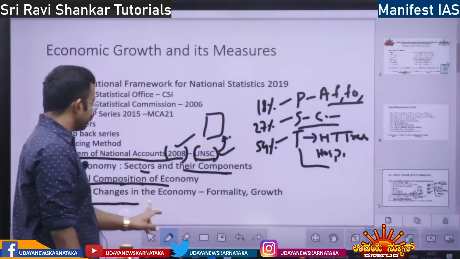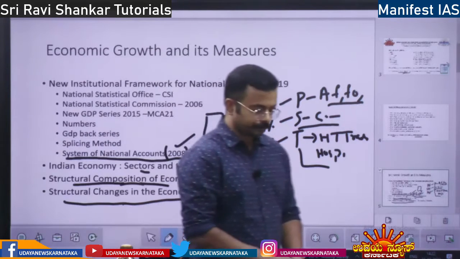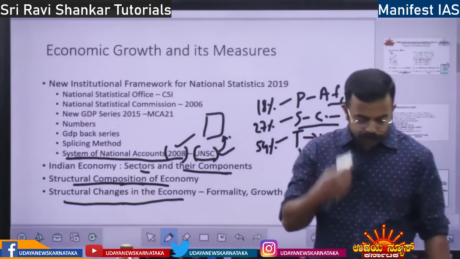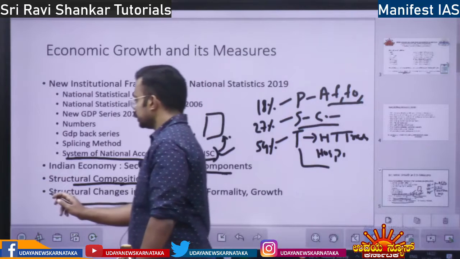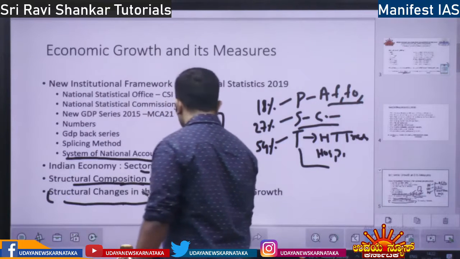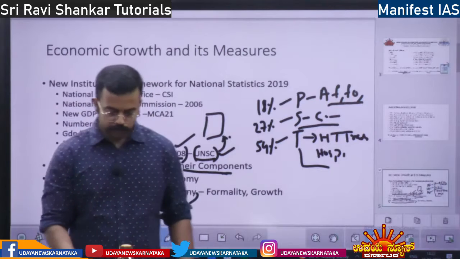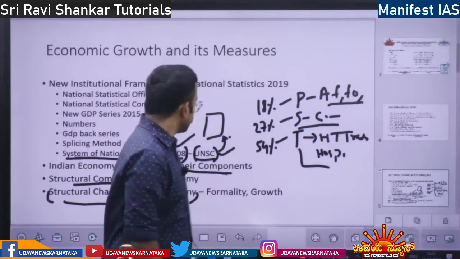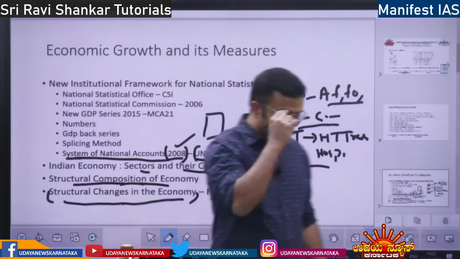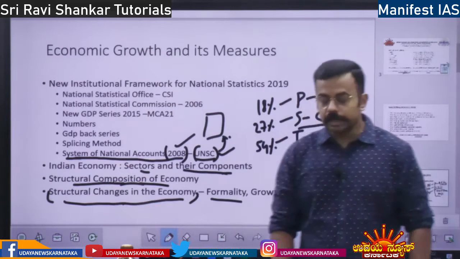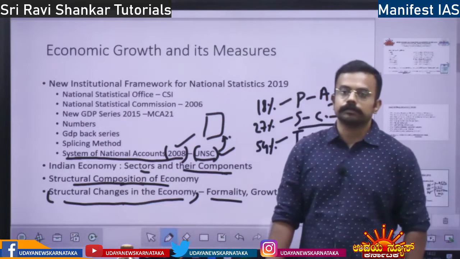Next, we have structural changes in the economy. So, structural change. What do you mean by structural change? It is as simple as this. Formal and informal. Structural change means what? So, economy. Earlier, what used to happen? There used to be a barter system.